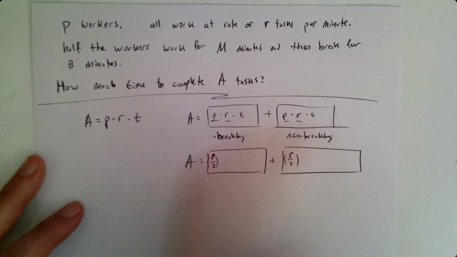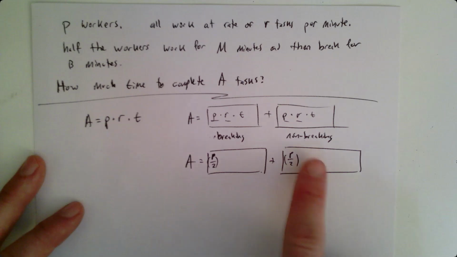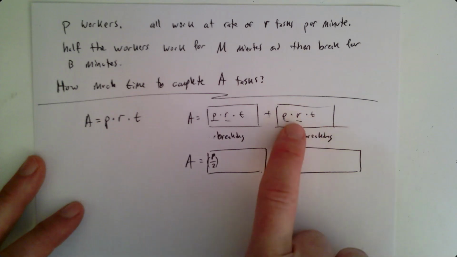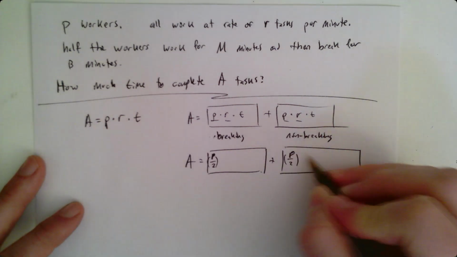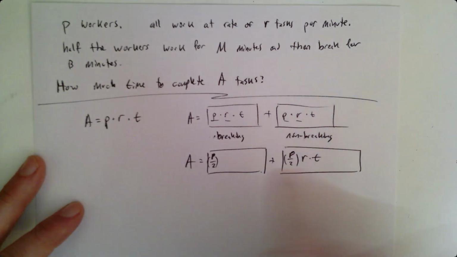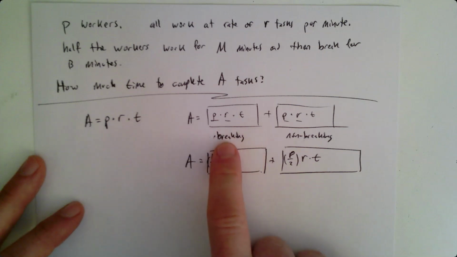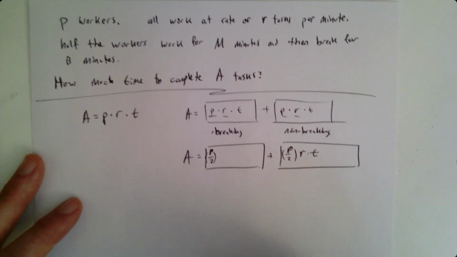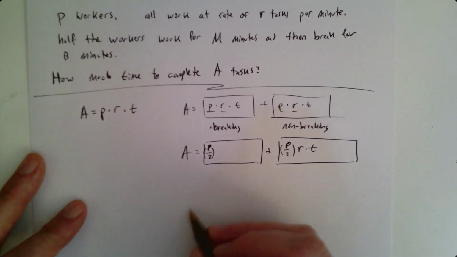Everybody works at a rate of R. So the non-breaking workers for the entire time are still just working at that rate of R. So we can keep this as R and T. But the breaking workers, they're going to work at a slower average rate because of the breaks they're taking. So let's think about how to compute that slower average rate.